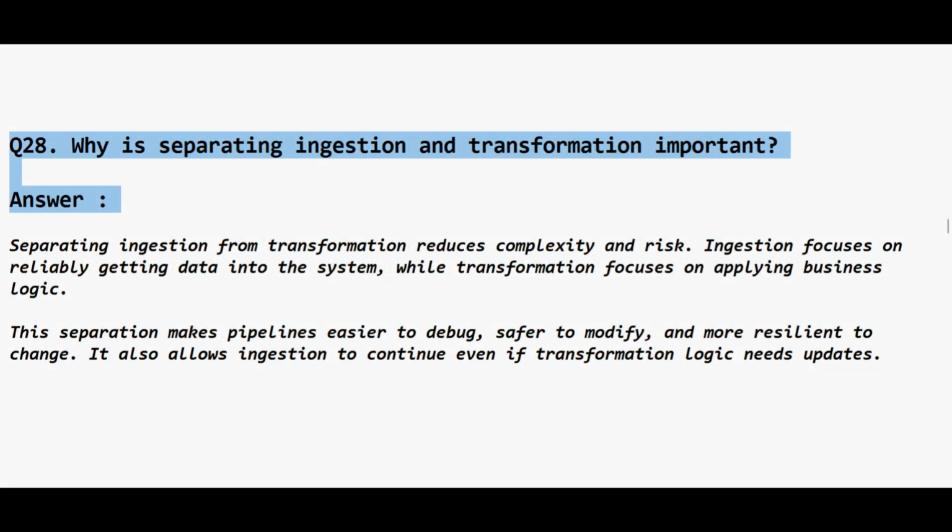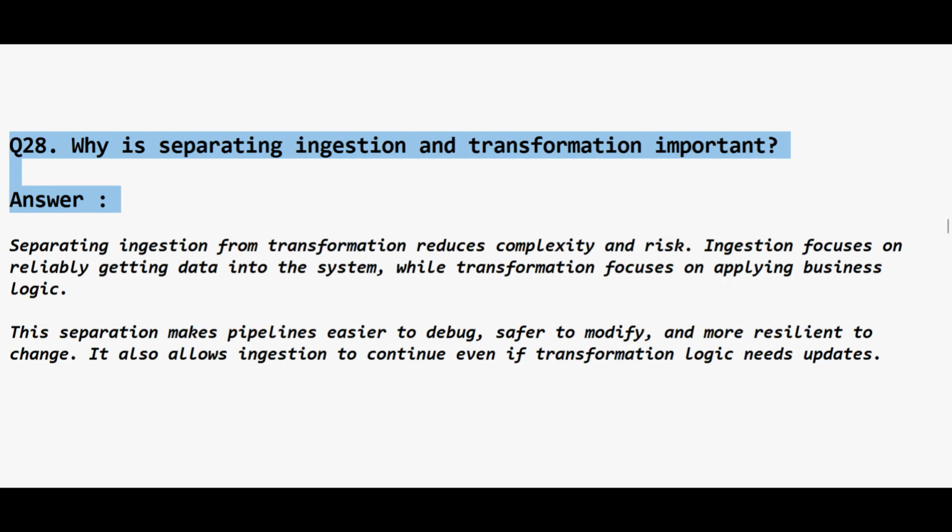Question 28. Why is separating ingestion and transformation important? Answer. Separating ingestion from transformation reduces complexity and risk. Ingestion focuses on reliably getting data into the system, while transformation focuses on applying business logic. This separation makes pipelines easier to debug, safer to modify, and more resilient to change.